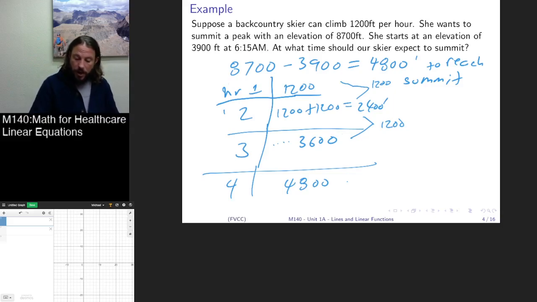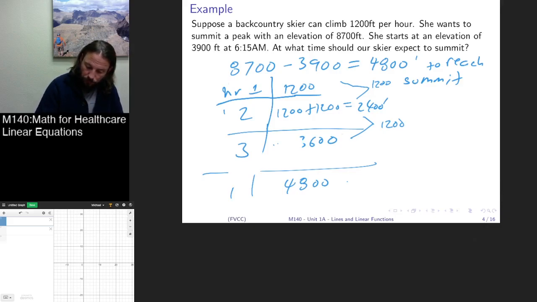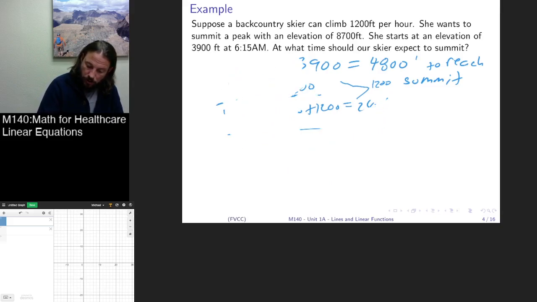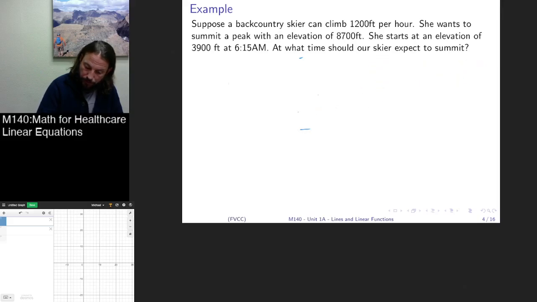Okay, so how do we relate this to, say, an equation? What are the two things that have a relationship here? Just take a moment and think about what are the two quantities that have a linear relationship?